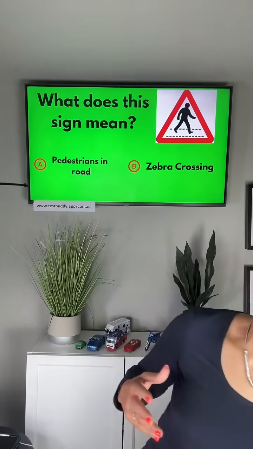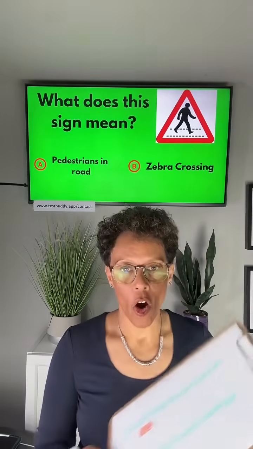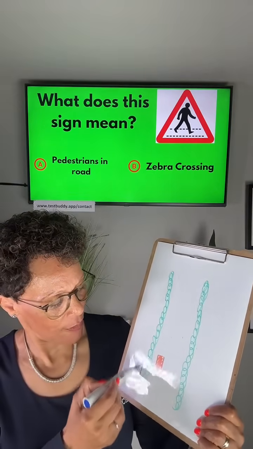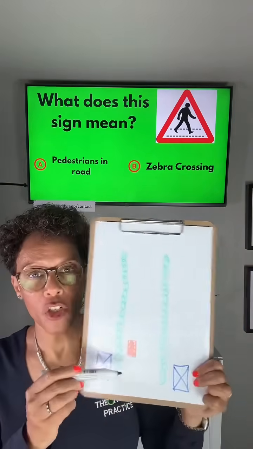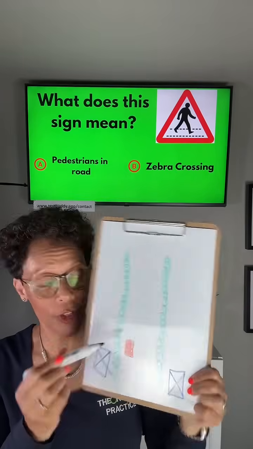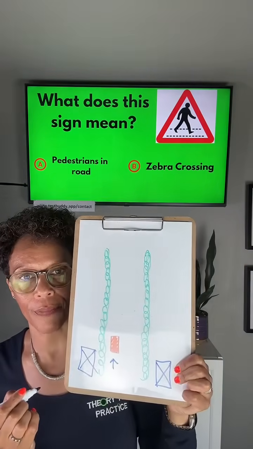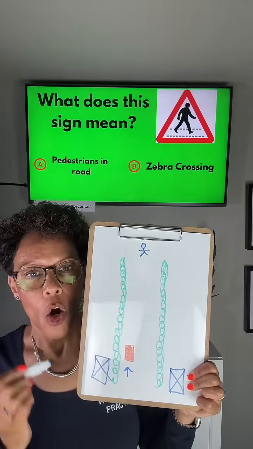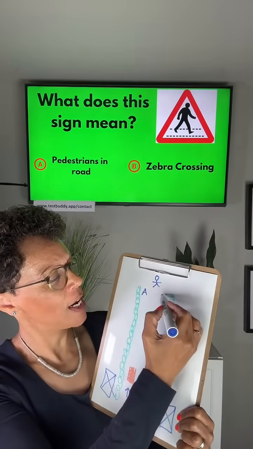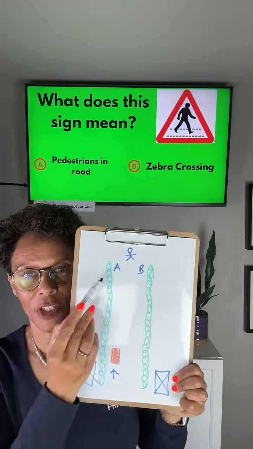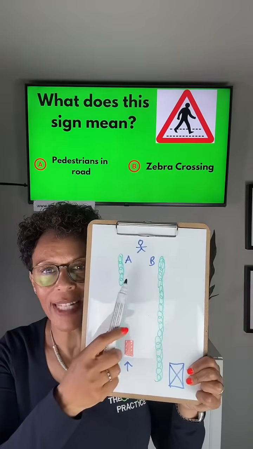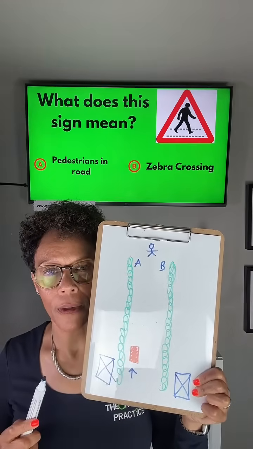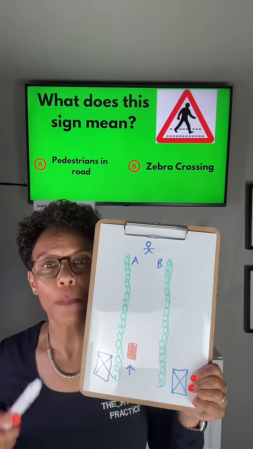Now, let me ask you a question. If you are driving on a rural road and the village is here, you've just driven past the village in this orange car. You're driving in this direction. And there's a pedestrian walking in the road. Would the pedestrian walk on this side of the road or this side of the road? A or B? Where would the pedestrian be walking?